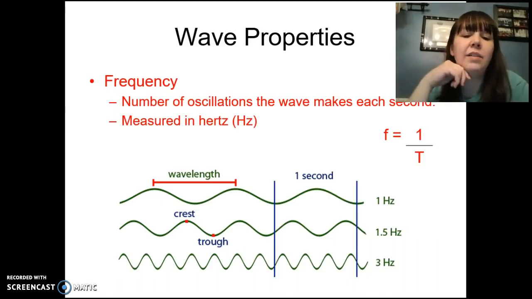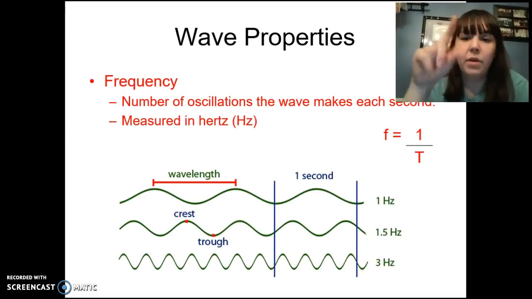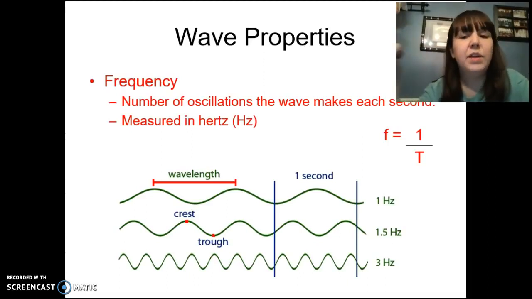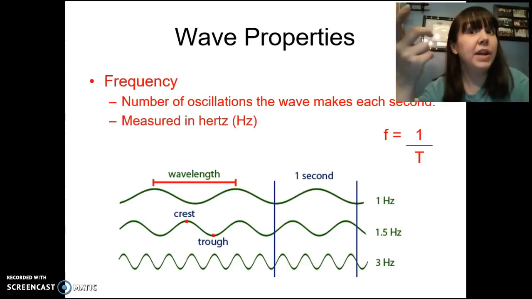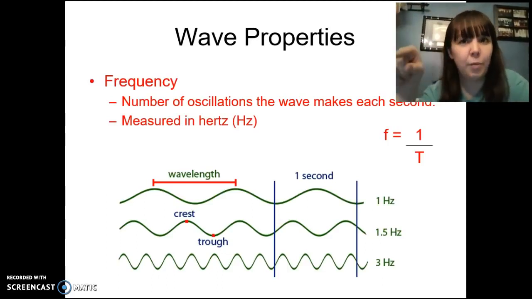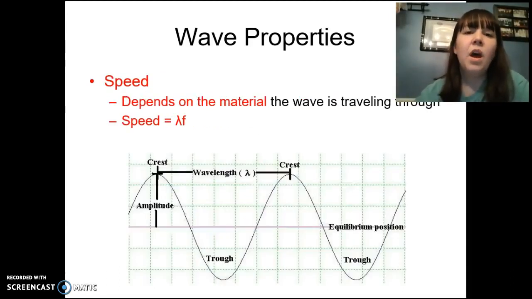So let's say you look down at the bottom wave where it says 3 hertz. Frequency is measured in hertz. If you look, they've marked the side 1 second. In 1 second, you have 3 complete waves going by. So your frequency is 3 hertz. How long would the time period be? How long would it take for just one wave to go by? Well, it'd be 1/3 of a second. So if your frequency is 3, your time period is 1/3. It only takes 1/3 of a second for one to go by because you can fit 3 into 1 second. They're inversely related.